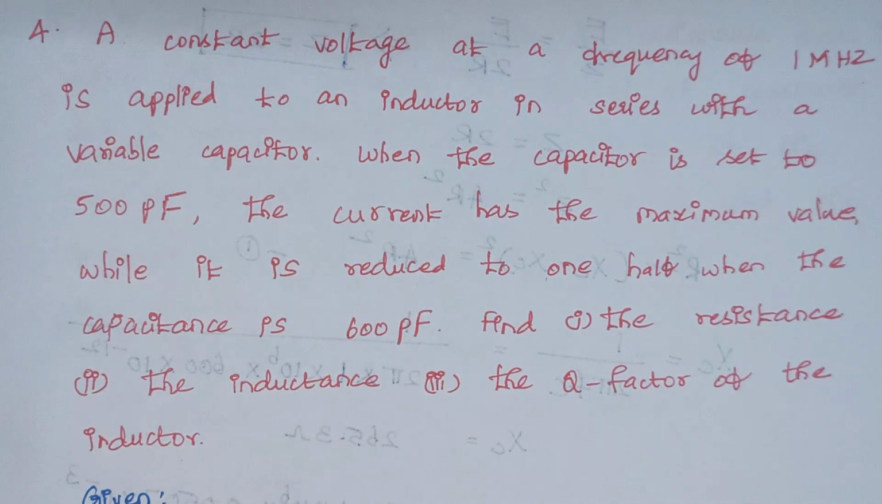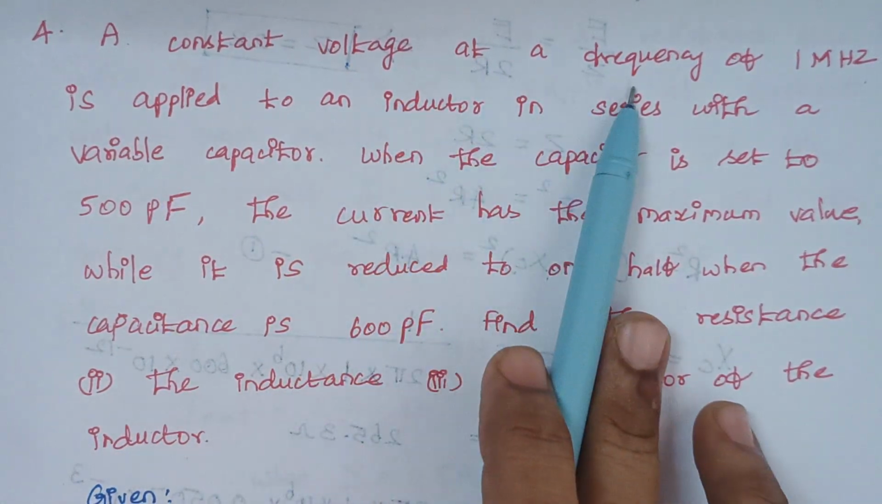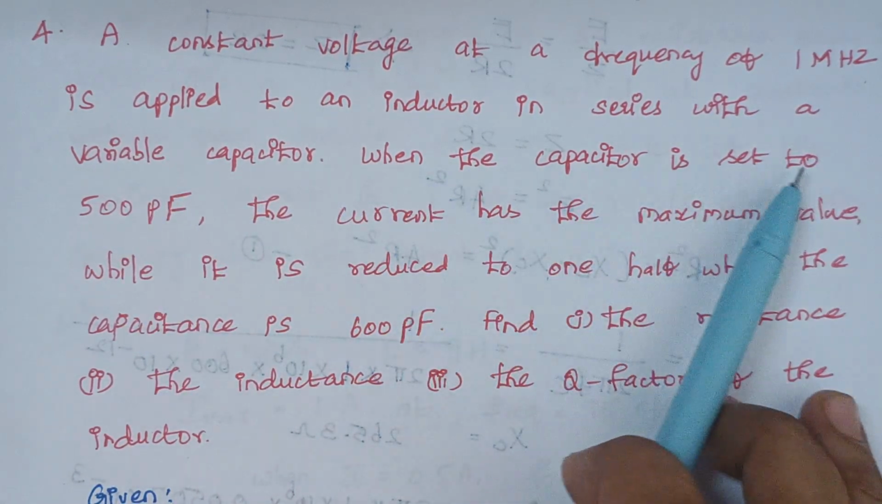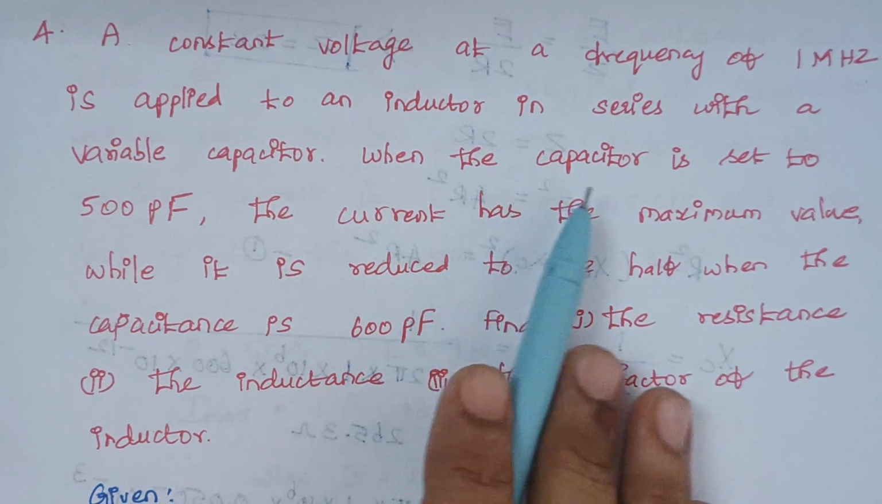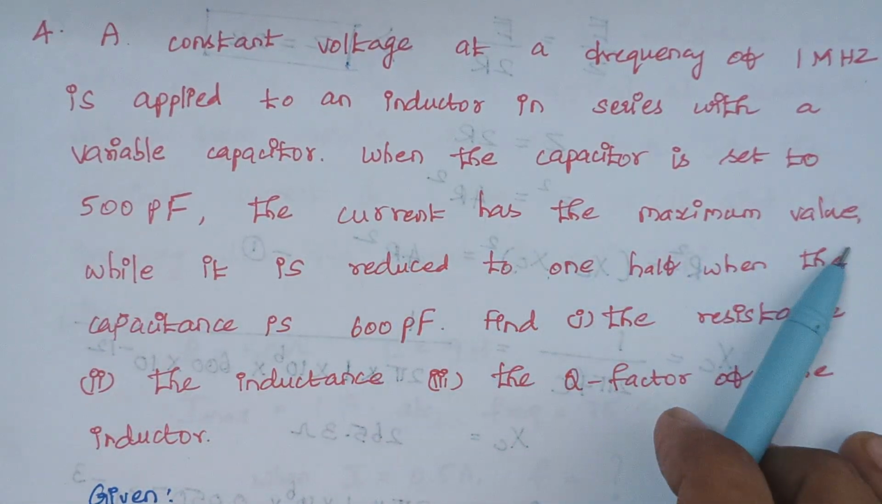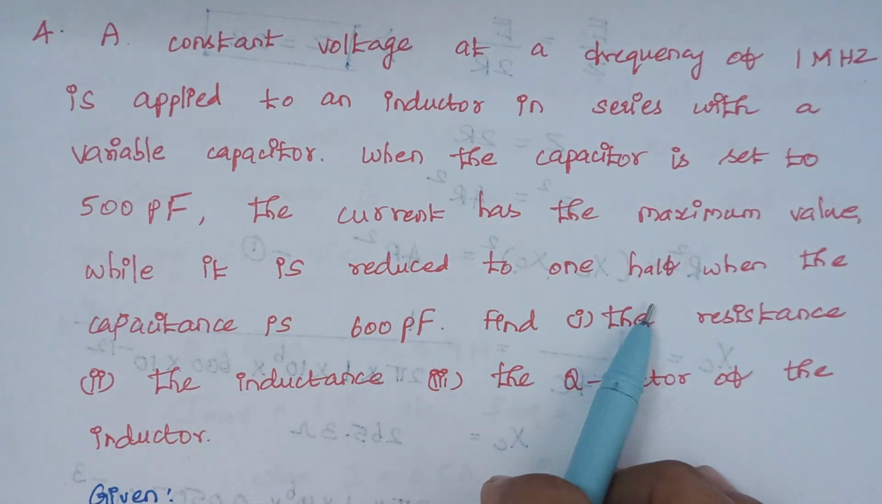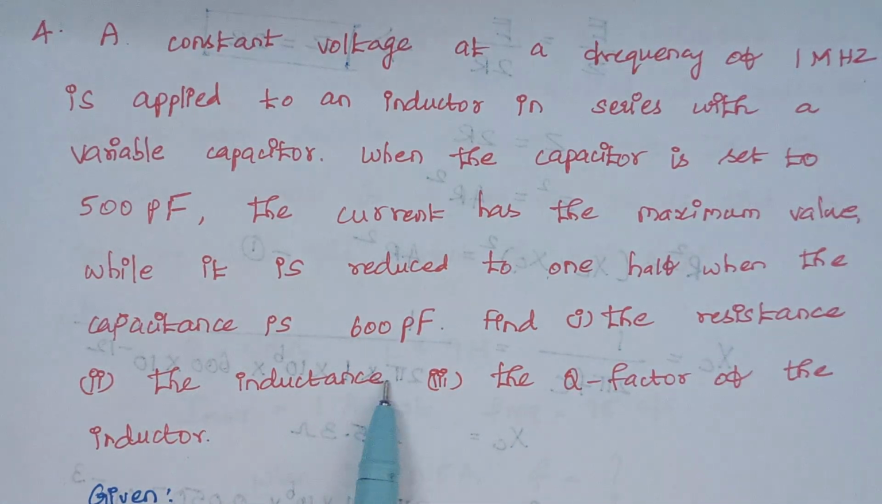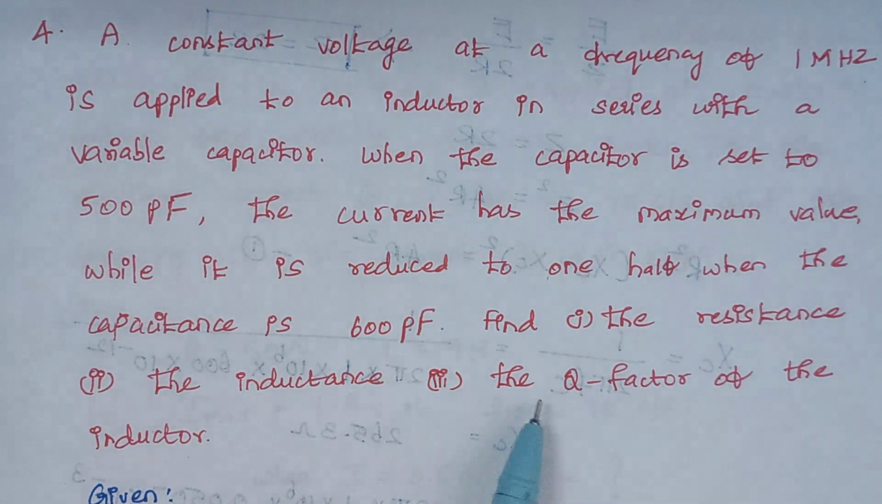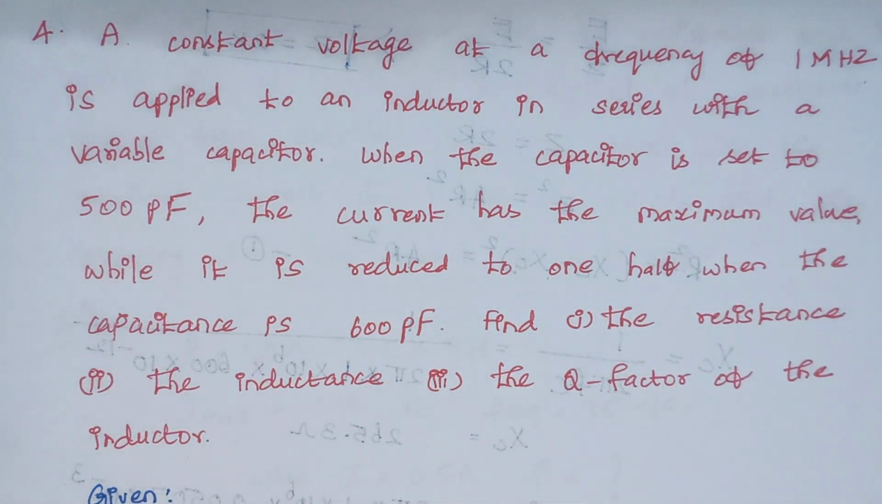And here the problem is, a constant voltage at a frequency of 1 MHz is applied to an inductor in series with a variable capacitor. When the capacitor is set to 500 picofarad, the current has the maximum value, while it is reduced to 1/2 when the capacitance is 600 picofarad. Find the resistance, the inductance and the Q factor of the inductor.